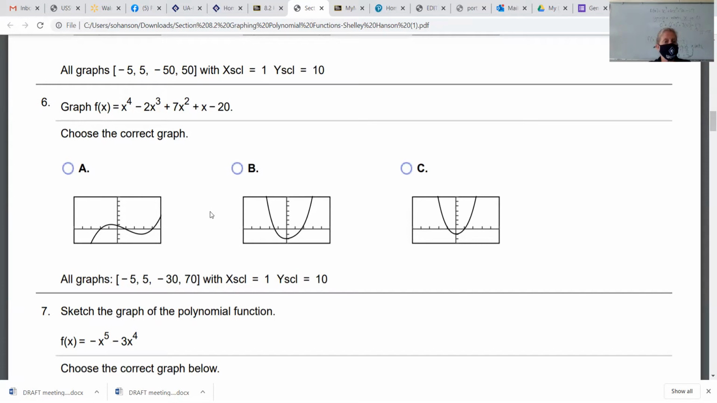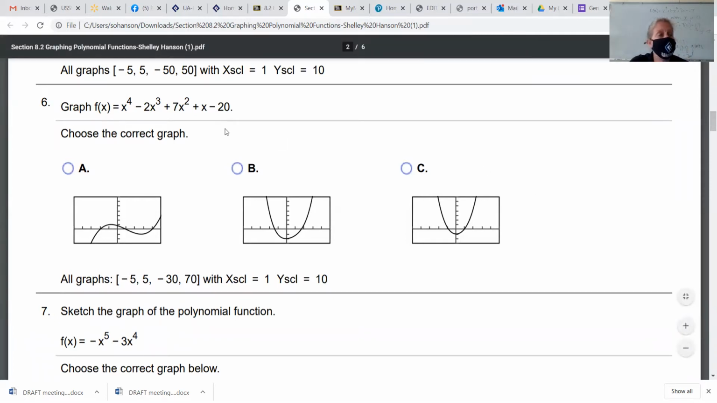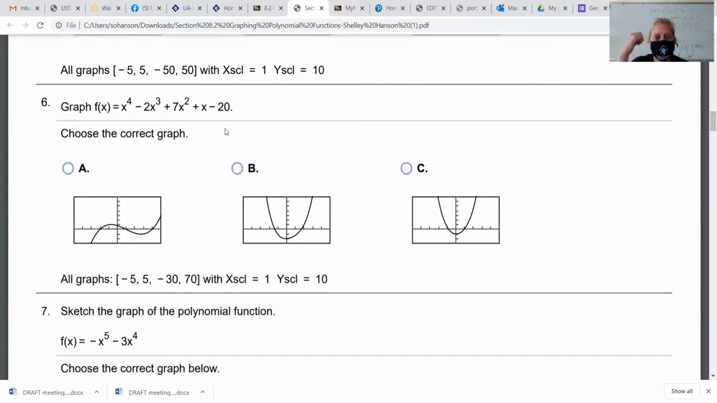Well, that means A is out, but B and C are still in, right? Those both go up. So since it didn't narrow it all the way down to one graph, I have to choose either B or C. I'm going to go with my y-intercept.